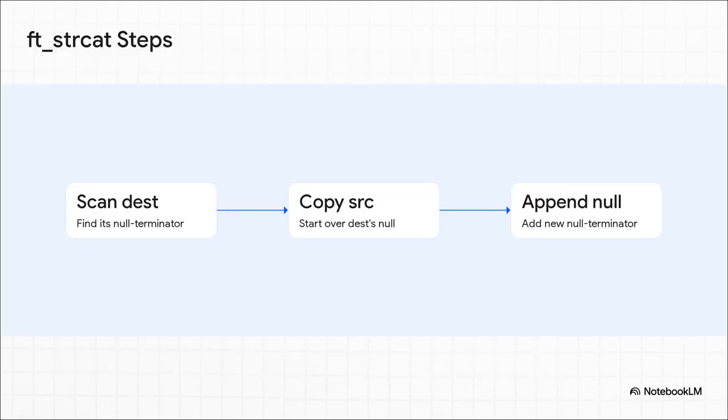First, you've got to scan your destination string until you find its null terminating character. You have to know exactly where it currently ends. Then start copying your source string characters, deliberately overwriting that original null terminator. Finally, you have to append a brand new null terminator at the very end of your newly combined string. Oh, and don't forget to return the initial pointer to your destination string when you're done.